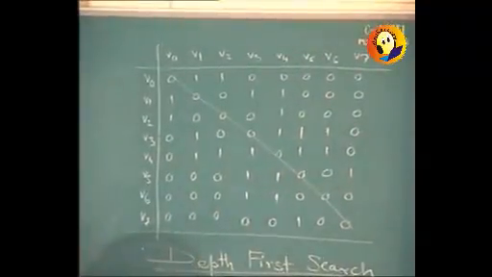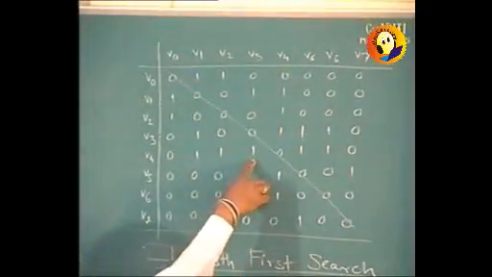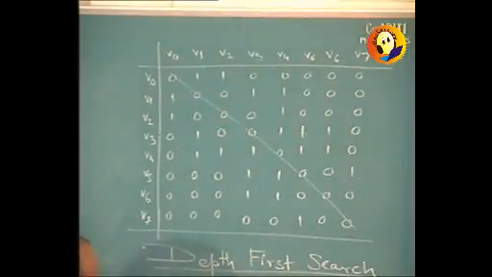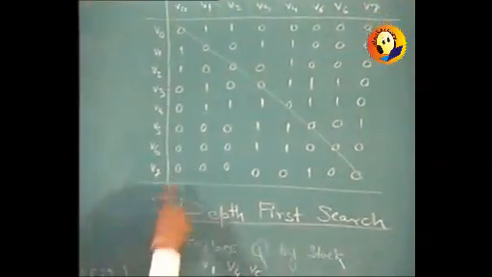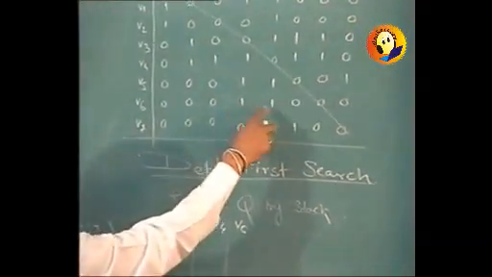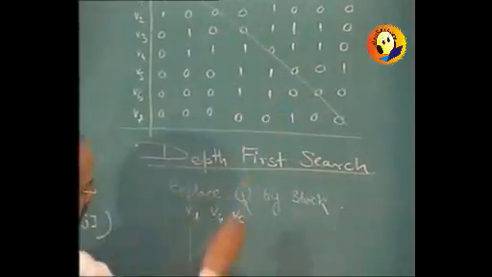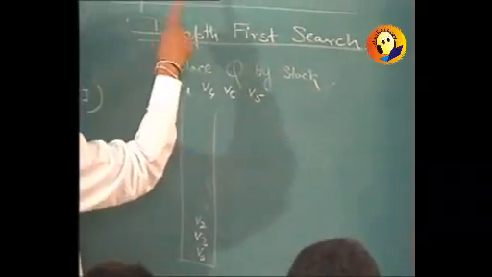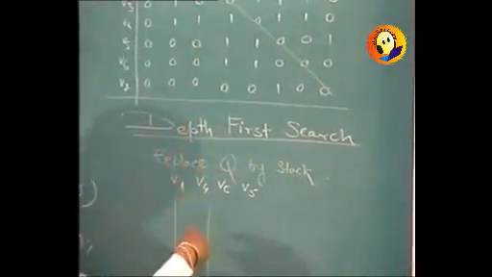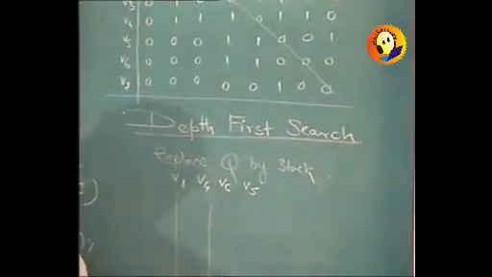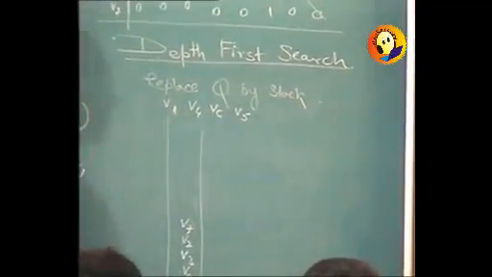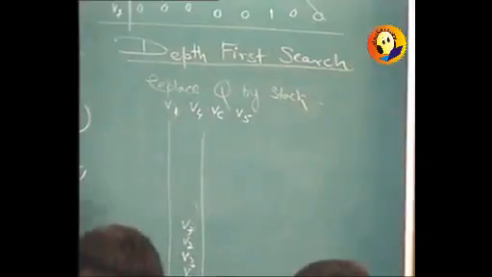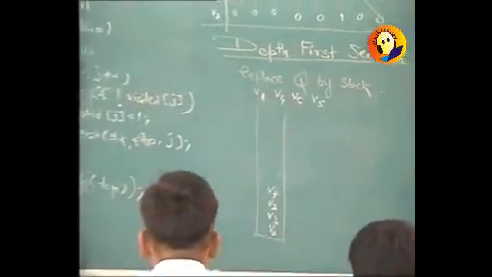v2 will now be pushed, v3 is already there, v5 will be pushed, v6 will be pushed. Then v6 will come out and be printed. Adjacent to v6, v3 is already there, v4 is already there. v5 will come out and be printed. Adjacent to v5, v3, v4 and v7 will be pushed like that. So it will be a different output altogether, called depth first search.